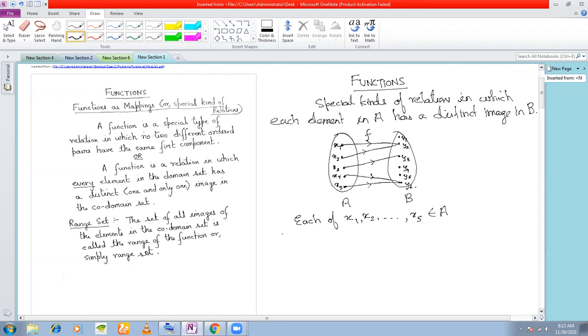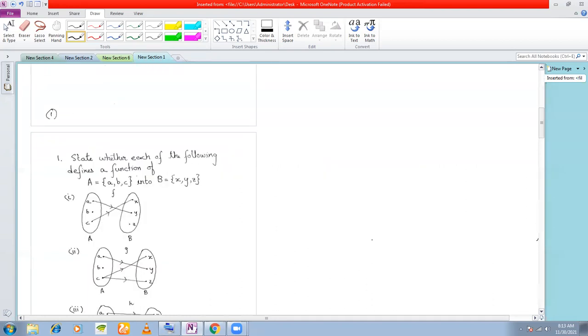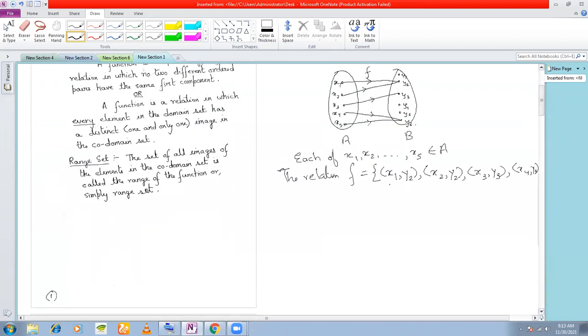Now, what is the relation F here? The relation F in terms of ordered pair, see that X1 is mapped to Y2. X2 is mapped to Y2. X3 is mapped to Y3. X4 is mapped to Y6. And X5 has been mapped to Y2.